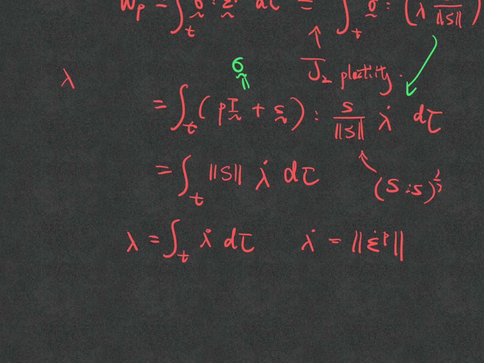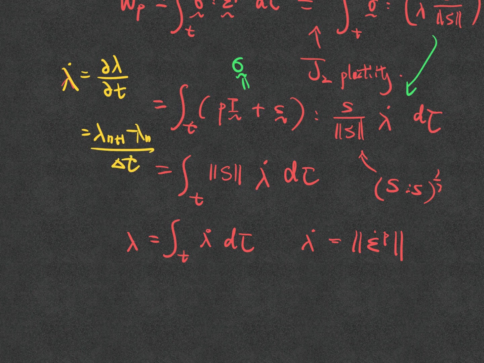What I mean is that lambda dot is equal to the partial derivative of lambda with respect to t, or you can argue that it's equal to lambda n plus 1 minus lambda n, divided by delta t. But then the integration would be a path dependent one, because t is starting from the beginning to the current time that we try to integrate. You understand what I'm saying? It's a path integration.